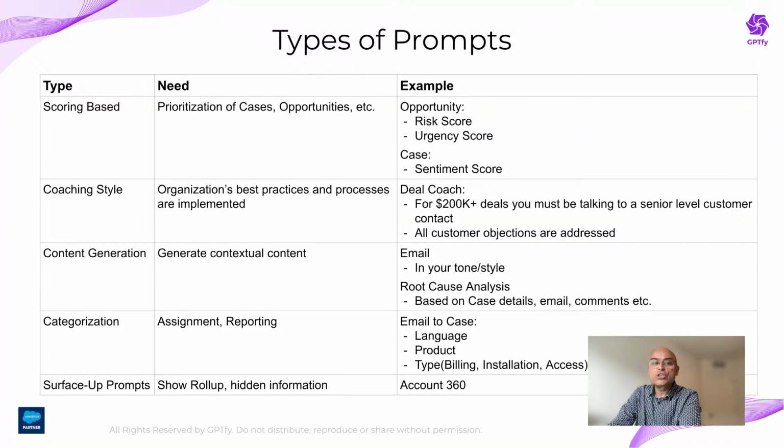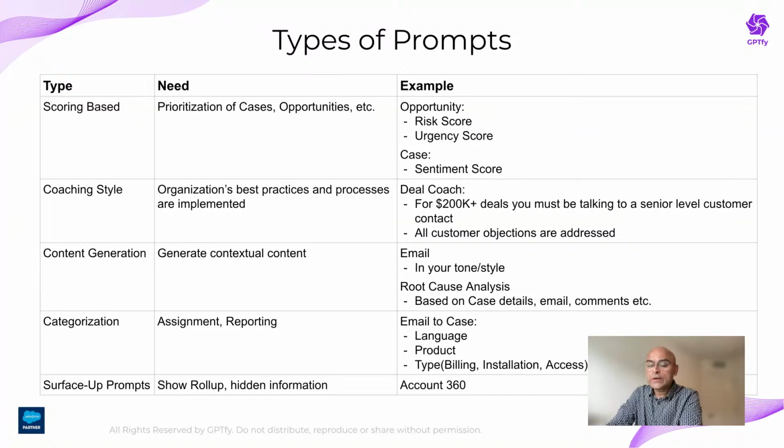A better approach is a scoring based approach. What you can do is send only one opportunity, but then you send a lot of criteria, and you ask AI for every criteria, if it matches, add a score to it, like maybe a score of one. You're trying to identify a risk score and an urgency score, or on a case you are trying to get a sentiment score, and you come up with your own criteria, work with business, and put it all in your prompt and send it.